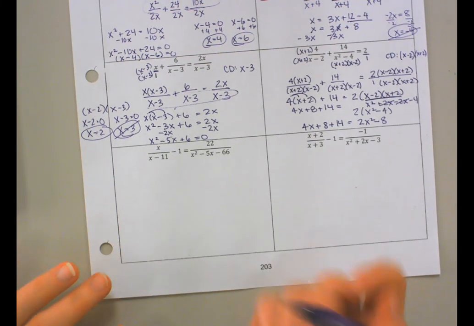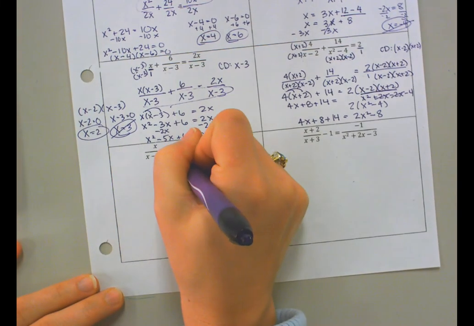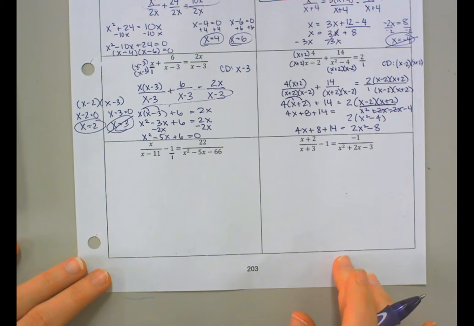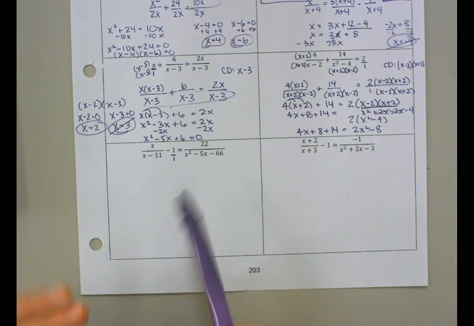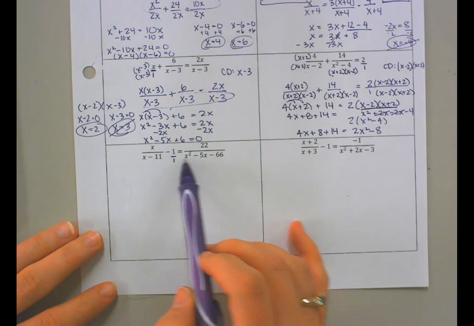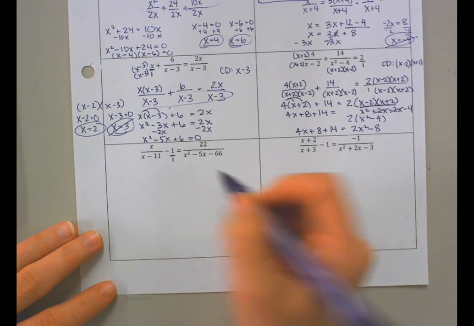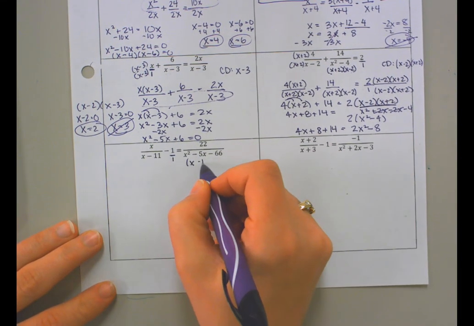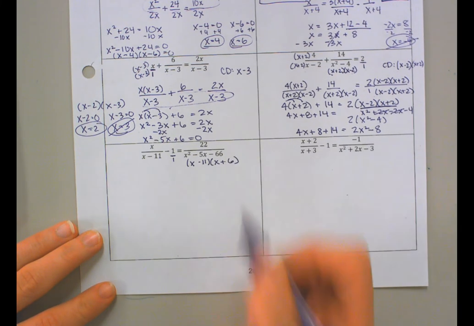So remember, the first thing we want to do is make sure all of our terms are fractions. We would write this over 1. Then I want to factor everything to see what factors I have at the bottom. So x squared minus 5x minus 66 would factor to x minus 11 times x plus 6.